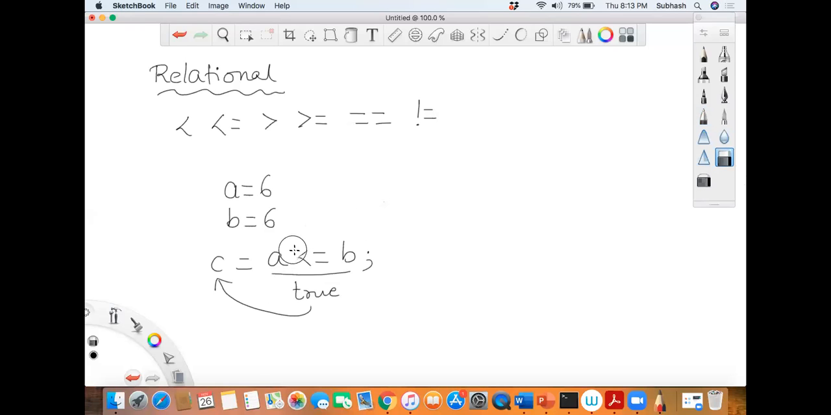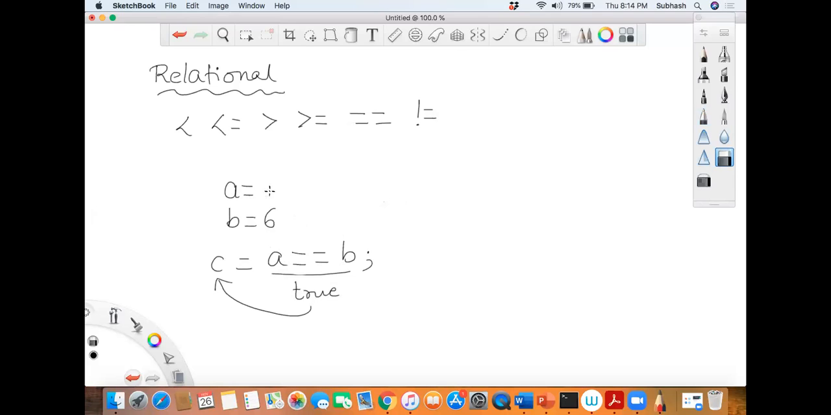Now, what will happen if the same example I make it as A greater than or equal to B? It is not greater than, but is equal to B. Yes or no? In the same example, tell me what will be the Boolean value? It would be true. A value is equal to B, right?